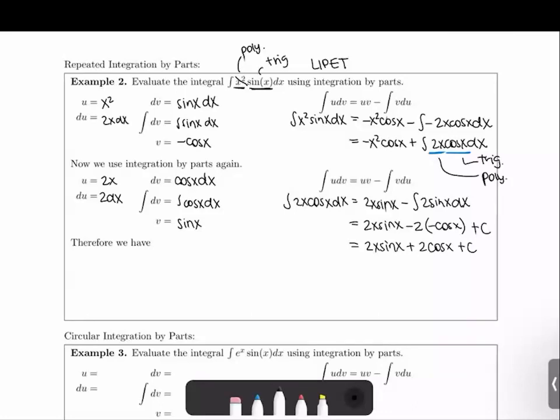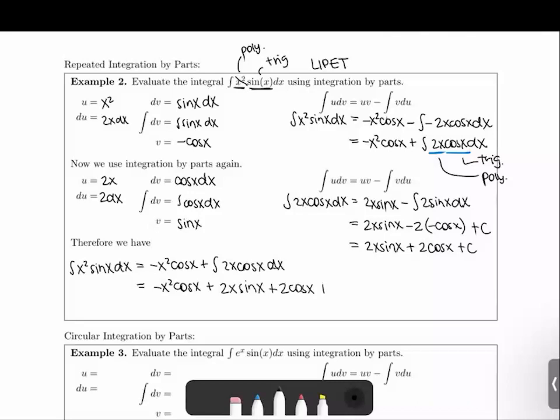Now we need to put both of these steps together. We initially wanted to figure out the integral of x squared sine of x. Based on our first step for integration by parts, that's negative x squared cosine of x plus the integral of 2x cosine of x dx. And our second integration by parts let us rewrite that second integral. So this is really equal to negative x squared cosine of x plus 2x sine of x plus 2 cosine of x plus c.